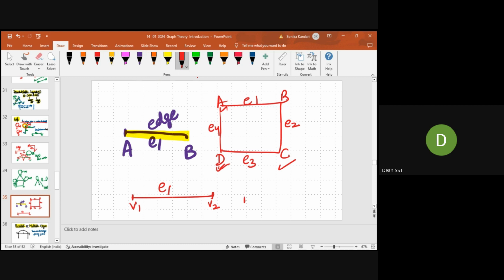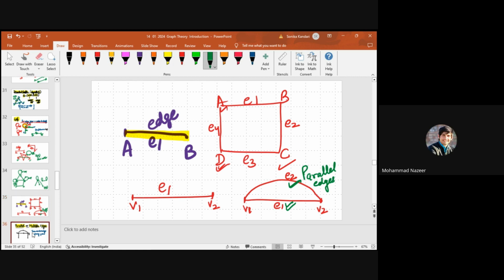In some cases, we see that two vertices are joined by more than one edge, E1, E2. So these edges are known as parallel edges. Is it clear, class? These are what? Parallel edges. Is it clear? Yes, ma'am.